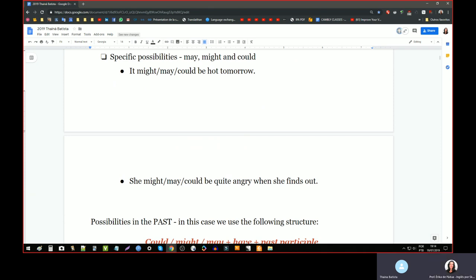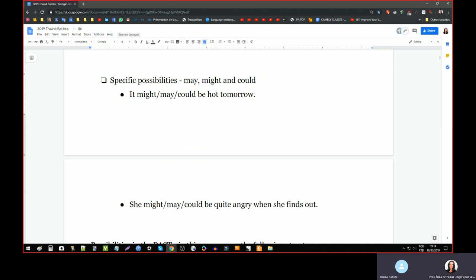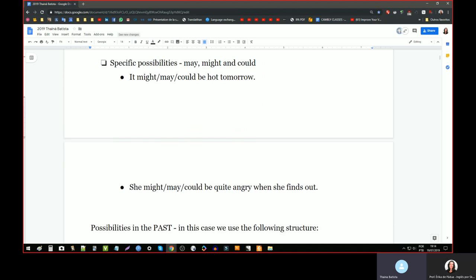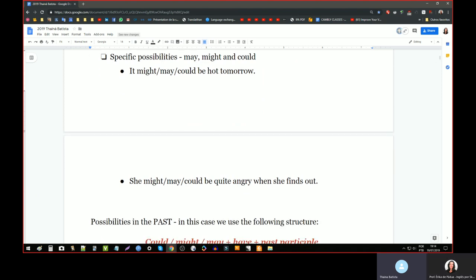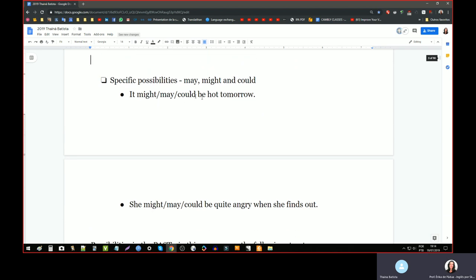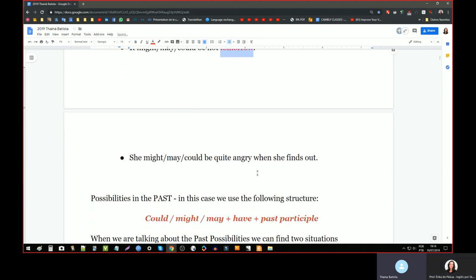Specific possibilities. As I told you, we use may, might, and could. So it might, may, could be hot tomorrow. She might, may, could be quite angry when she finds out. Why are these two sentences specific? What word shows us that we are talking about a specific possibility here? The first case, tomorrow. And the second, when she finds out.